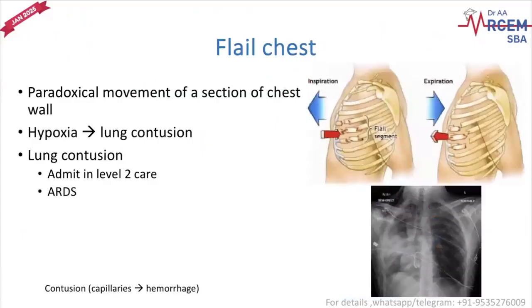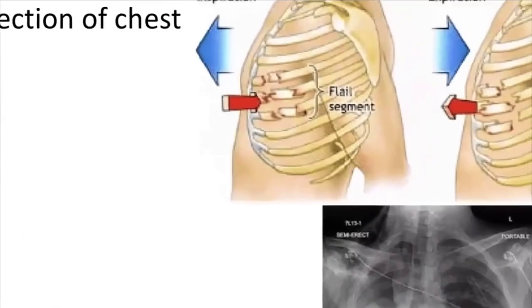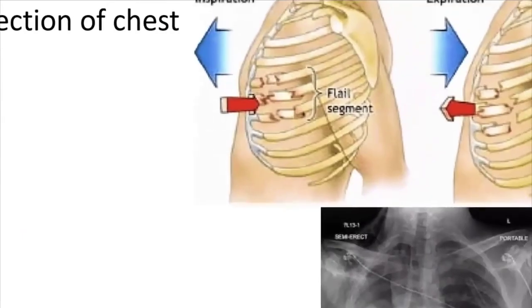Flail chest. When do we call it a flail chest? What is the prerequisite? Two adjacent ribs, for example 1 and 2, should be fractured at two different sides. This is one side, this is the other side. Two different sides, so that it forms a segment.